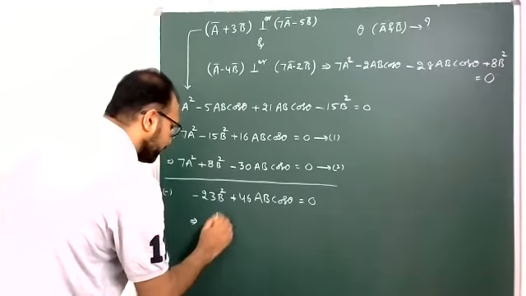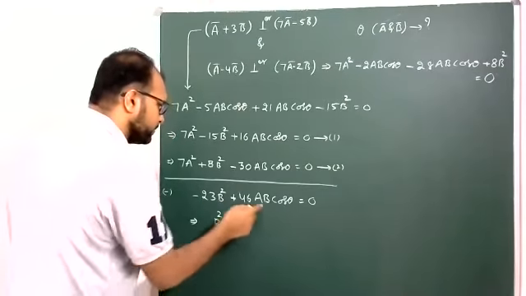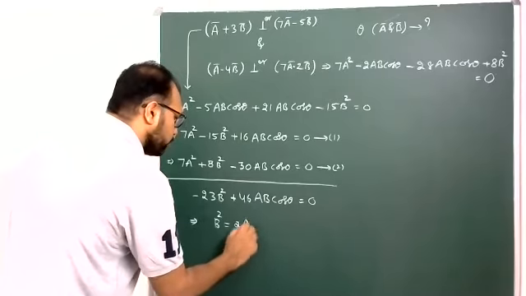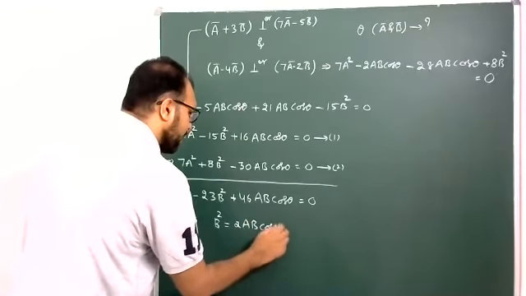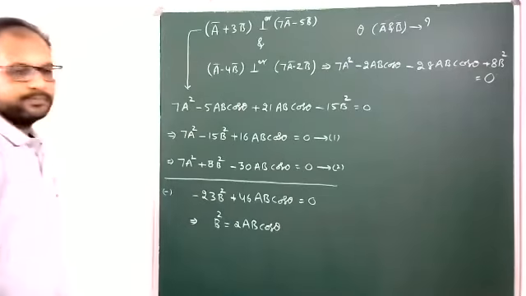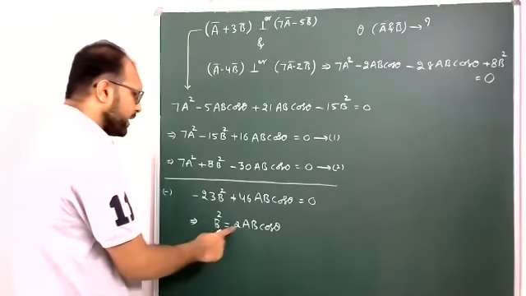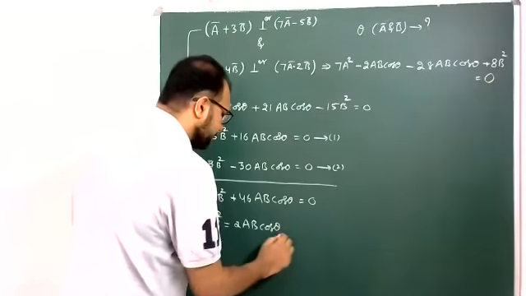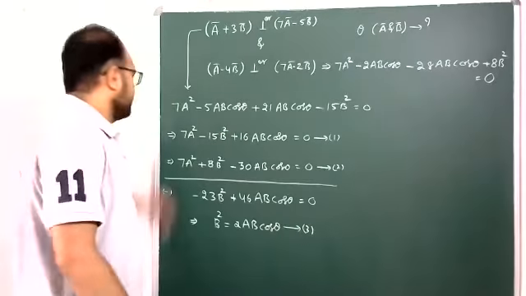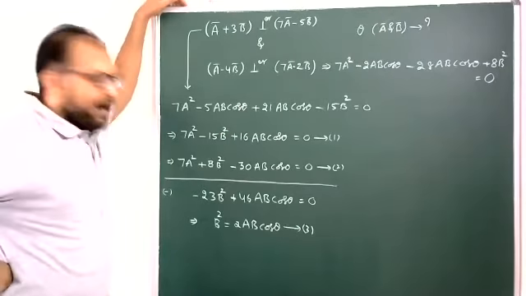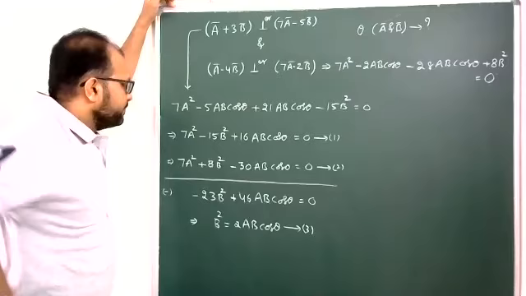So therefore B square equal to 2AB cos theta. B square equal to 2AB cos theta. Yes, another equation, that is the 3. 2AB cos theta is B square.